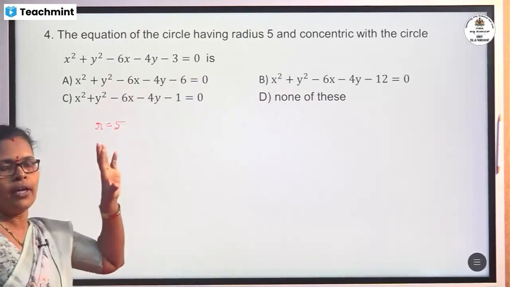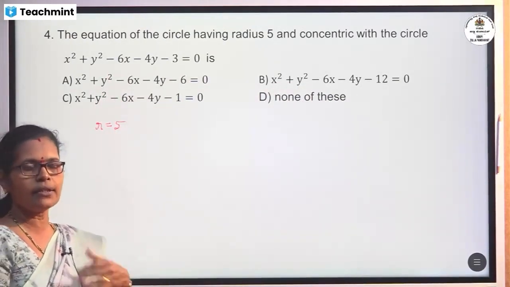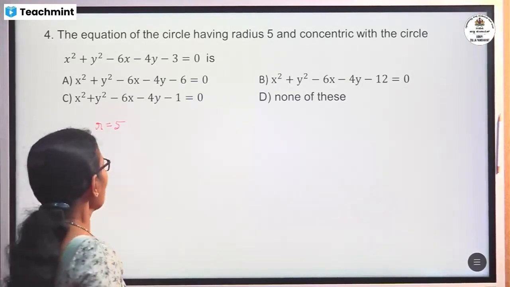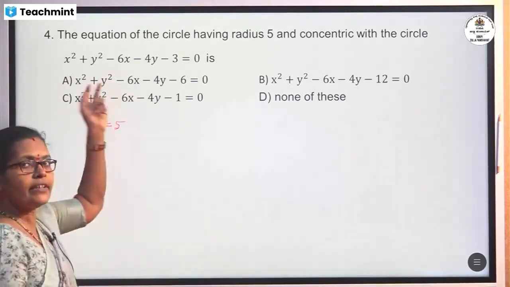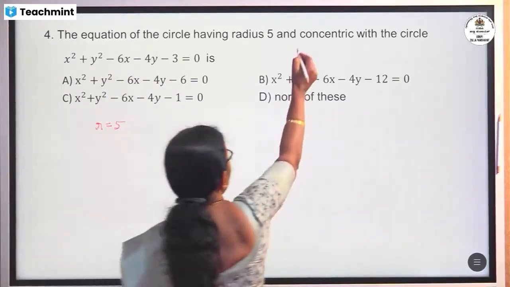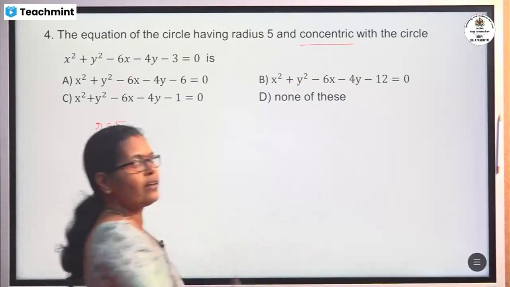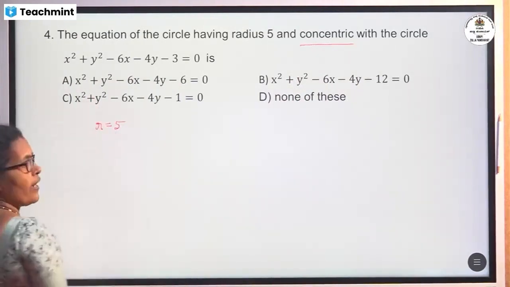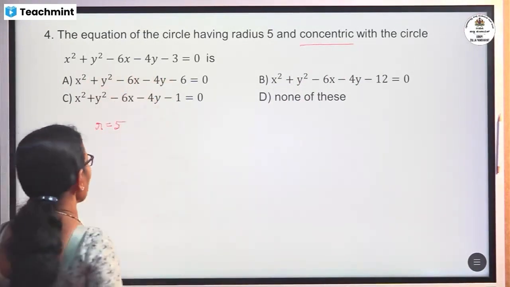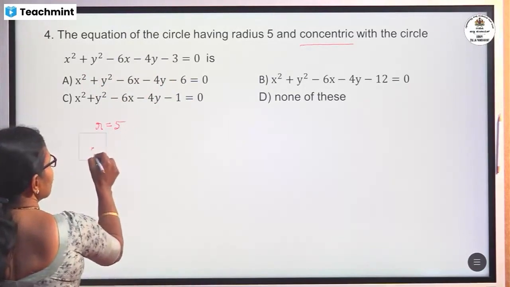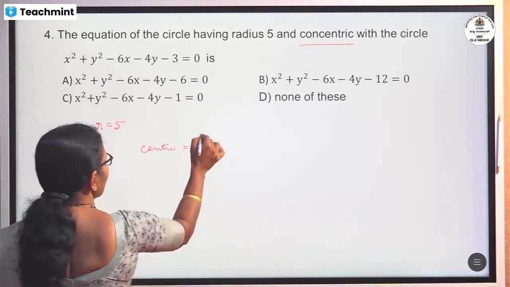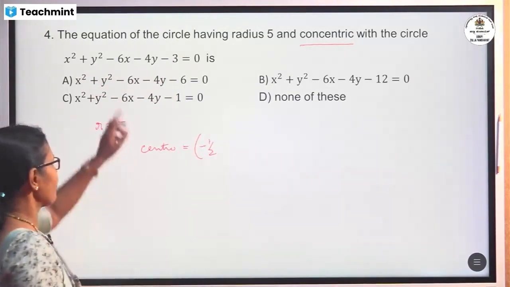Concentric circles are the circles which have the same center. So, the center of the given circle and the center of the required circle are always the same, which is what concentric means. Concentric means the center should be the same. So, the equation of the given circle is given. Therefore, the center of the given circle, we know the formula, center is equal to minus half of coefficient of x.